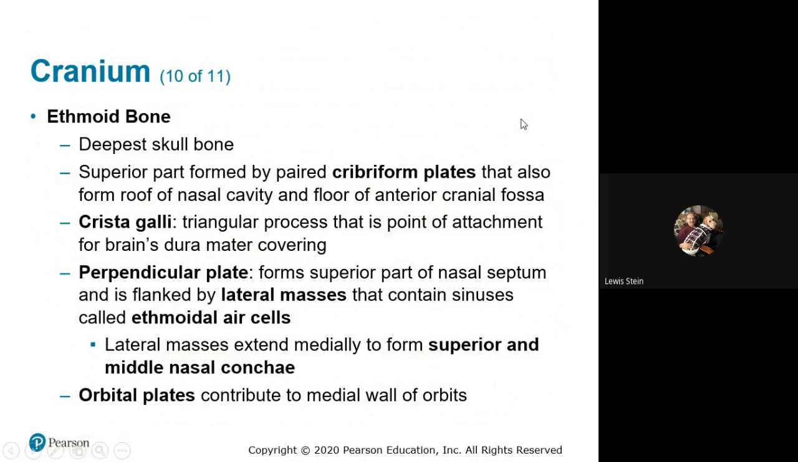The ethmoid is, imagine if you could put your fingers way, way back, almost behind your eyeballs. That's about where the ethmoid is. That would be going upwards, and if you went downward, you'd have the sphenoid. So if you ever get one of those sinus headaches behind your eyes, it's one of those two bones. And they all have sinuses as part of them. This is the deepest bone in the skull.